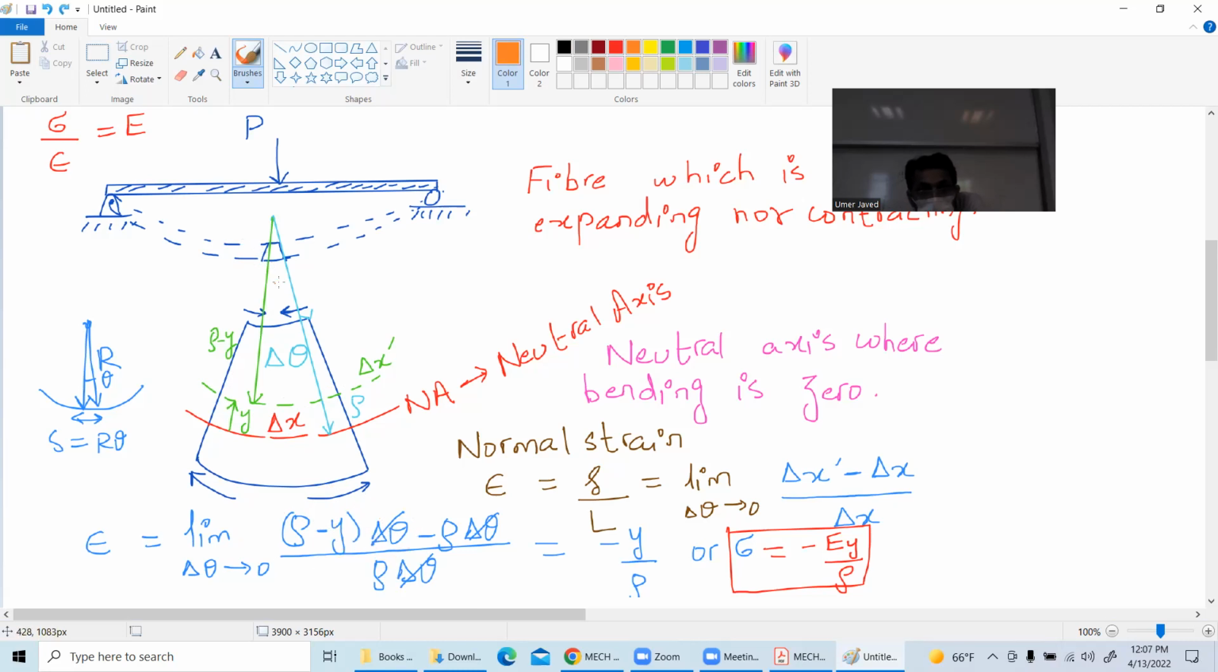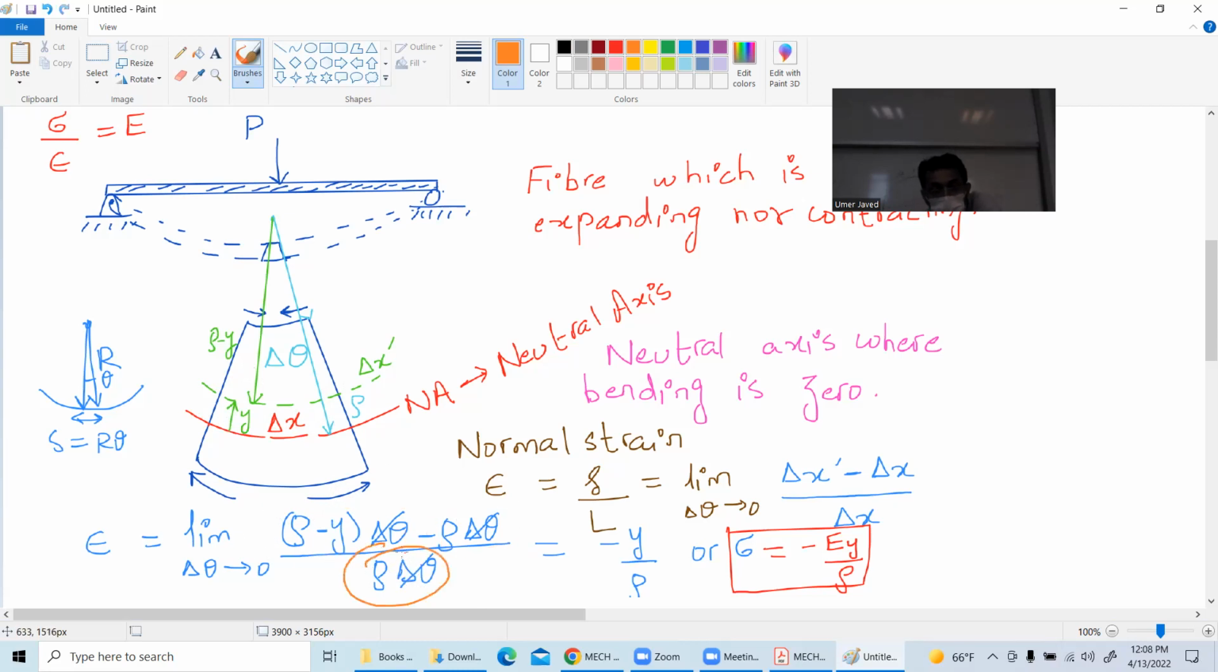Now delta theta is how much this object is going like this. Minus rho delta theta. What is rho delta theta? It is your original length, right? Because change in length means length of this fiber minus the original length. And what is the original length? Original length is this fiber because it is neither expanding nor contracting, right? I told you the neutral axis does not have any bending. So technically, this fiber is not expanding. This fiber is not contracting. So rho minus y delta theta minus rho delta theta.